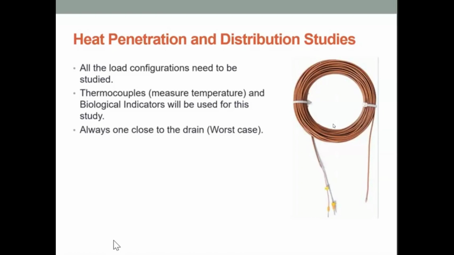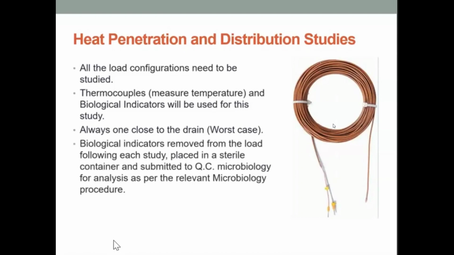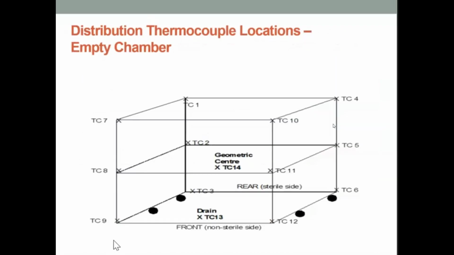We will always put one close to the drain because that is the worst case area for coldness. That is your cold spot in your autoclave, because that is where your cold air is coming out. The biological indicators are removed from the load following each study. They're placed in a sterile container and submitted to QC microbiology for analysis, as per the relevant microbiology procedure.